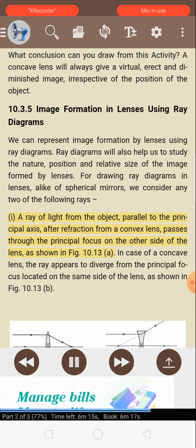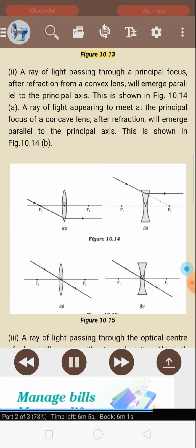A ray of light from the object parallel to the principal axis, after refraction from a convex lens, passes through the principal focus on the other side of the lens, as shown in figure 10.13a. In case of a concave lens, the ray appears to diverge from the principal focus located on the same side of the lens, as shown in figure 10.13b. A ray of light passing through a principal focus, after refraction from a convex lens, will emerge parallel to the principal axis. This is shown in figure 10.14a.